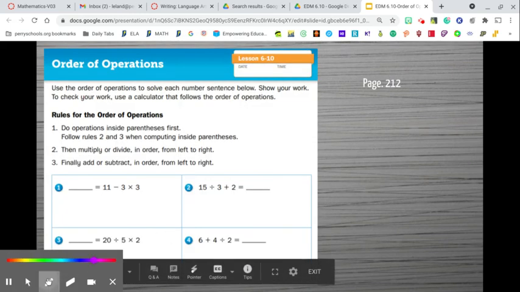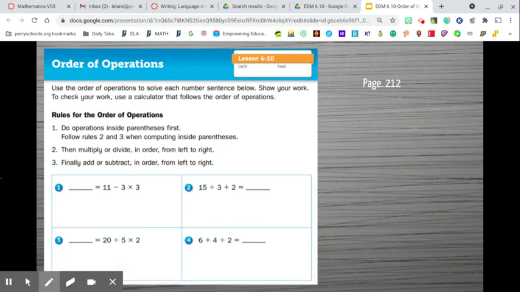All right, I want you to turn in your book to page 212. And we're going to be using the order of operations to solve each of our number sentences and make sure that we show our work, and making sure that we can check it following the order of operations. So remember, our order is parentheses, multiply or divide, add or subtract.